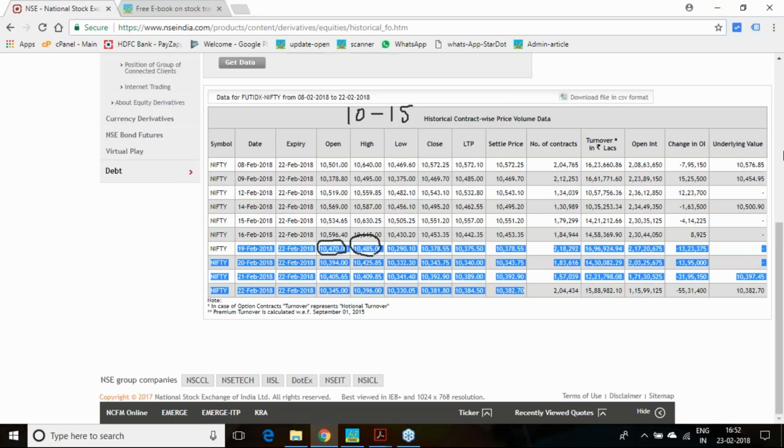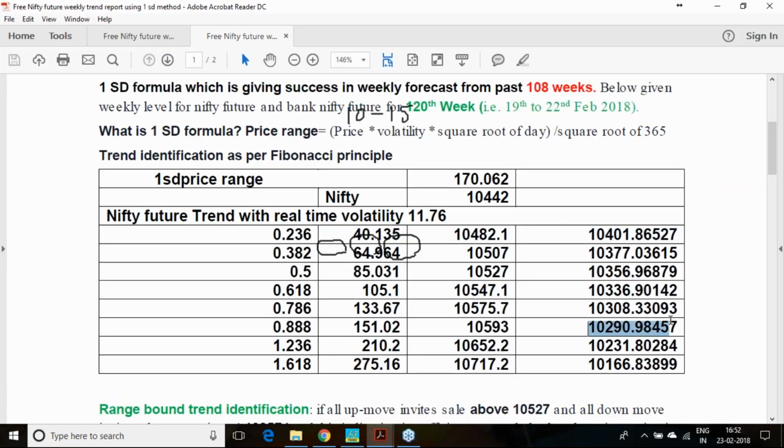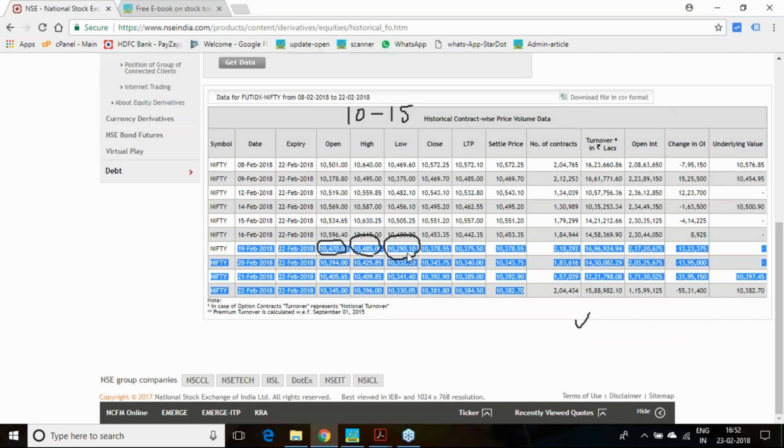If you look at the price points, this is very important. Monday's price point was 10,290, the low of the Nifty future. This was the calculation 0.888. The third target we calculated as 10,291, so 1 point above, and the day's low was 10,290.10. If you compare with our calculation, it was just a 60 to 70 paisa difference.